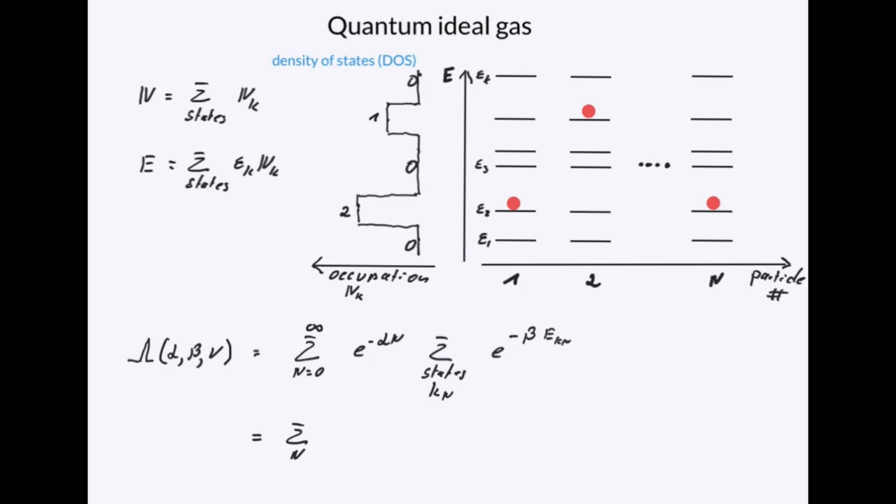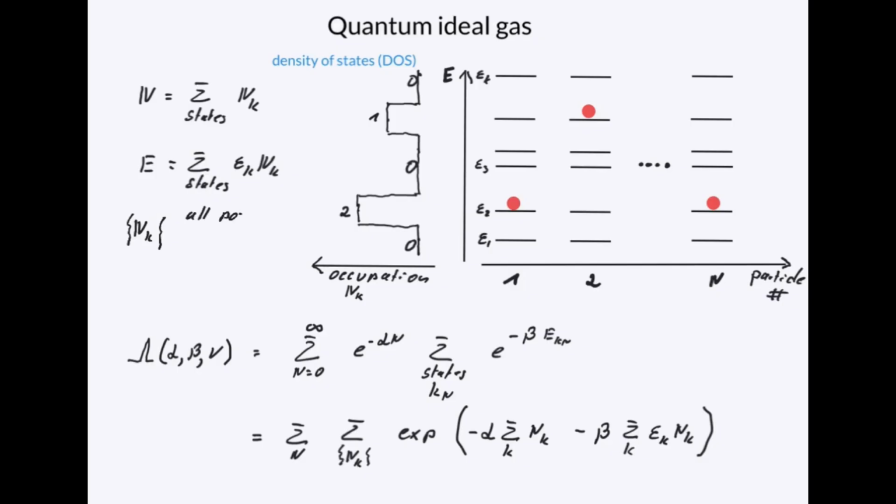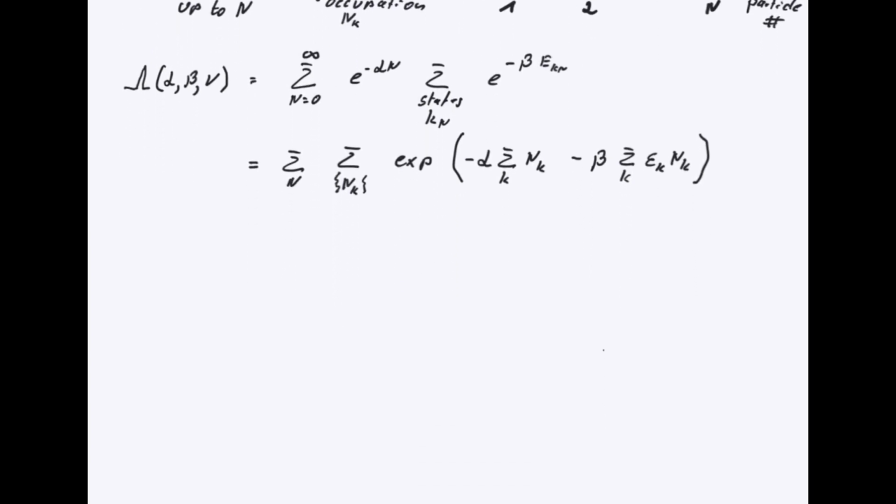Hence we can rearrange the first expression into an expression where we use our knowledge of the occupation numbers, giving the sum on all n, sum of all possible combinations of n_k, e to the power minus alpha sum on all k n_k minus beta sum on all k epsilon_k n_k. We have to realize that this tuple n_k describes all possible combinations of n_k that add up to n. This expression can be further simplified.